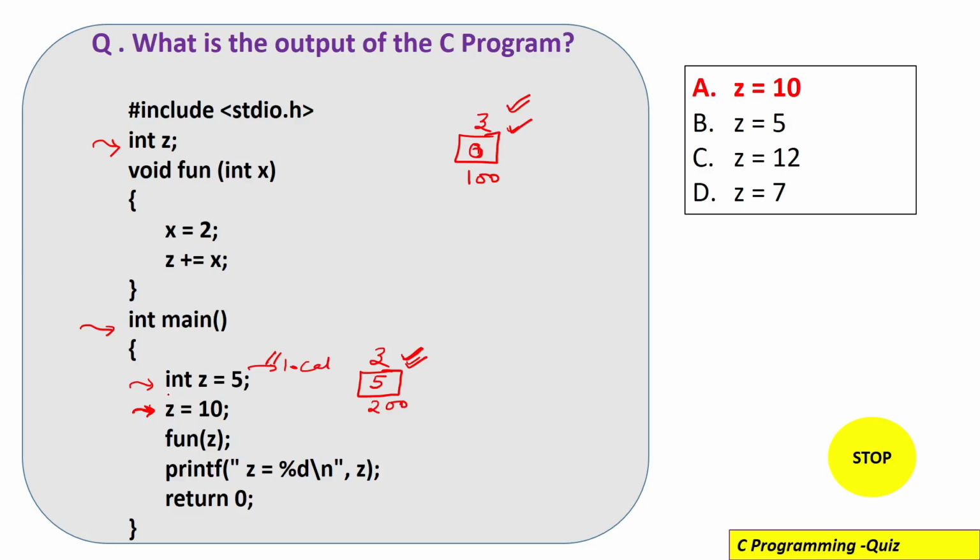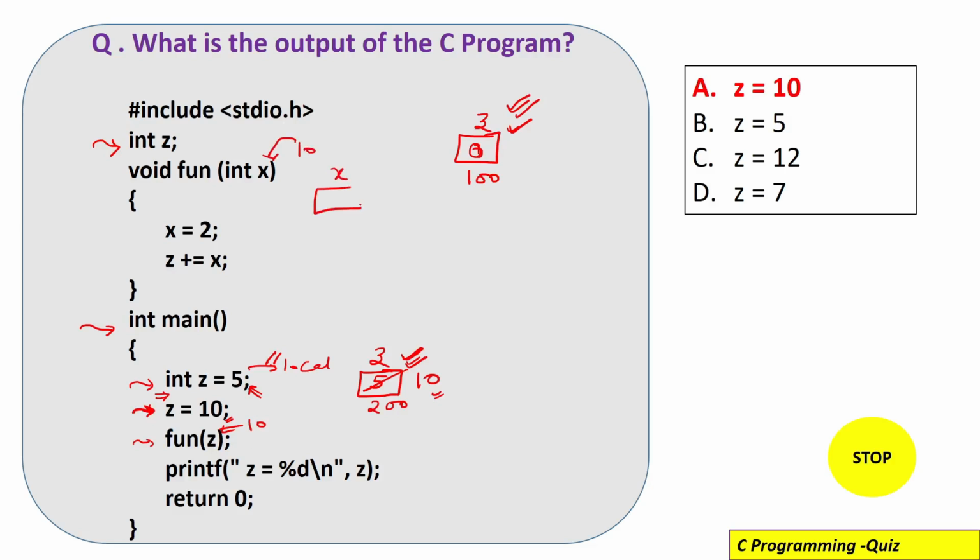So here you can see we have this z variable in the local scope of the main function. So this 10 will be going inside this local variable. If this local variable was not present, then this 10 would go into the global variable. Now the next line says pass this z inside this function. So here 10 will be passed. That means this value will be passed, and now it will be copied here.